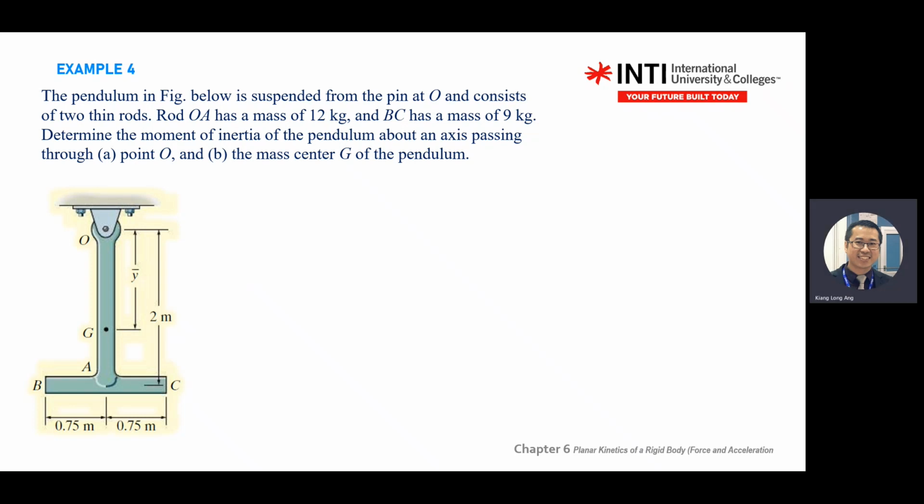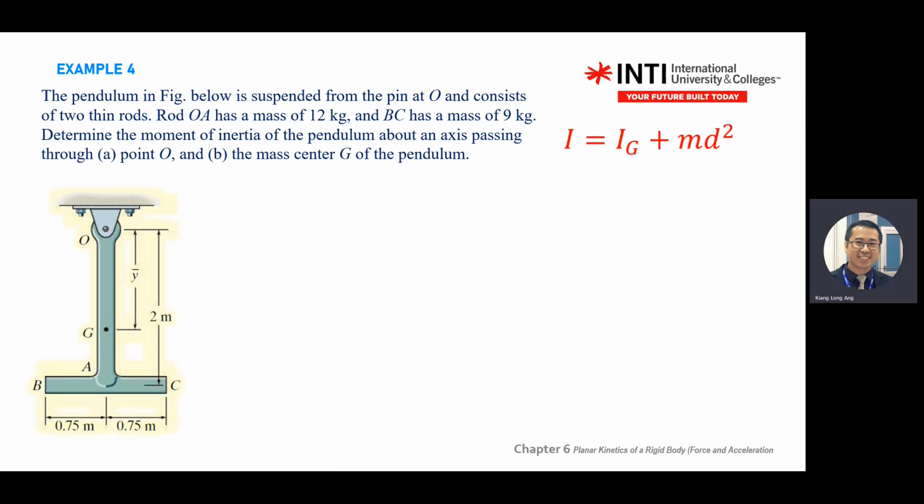Rod OA has a mass given, though of course in the exam you won't be given the mass. We'll give you the rho, and you need to calculate the volume. In this tutorial, it gives you 12 kilograms. BC also gives you the mass. Determine the moment of inertia of the pendulum about an axis passing through, there are 2 cases here. One is past point O here. The second will be past the center of mass G of the pendulum, which is here.